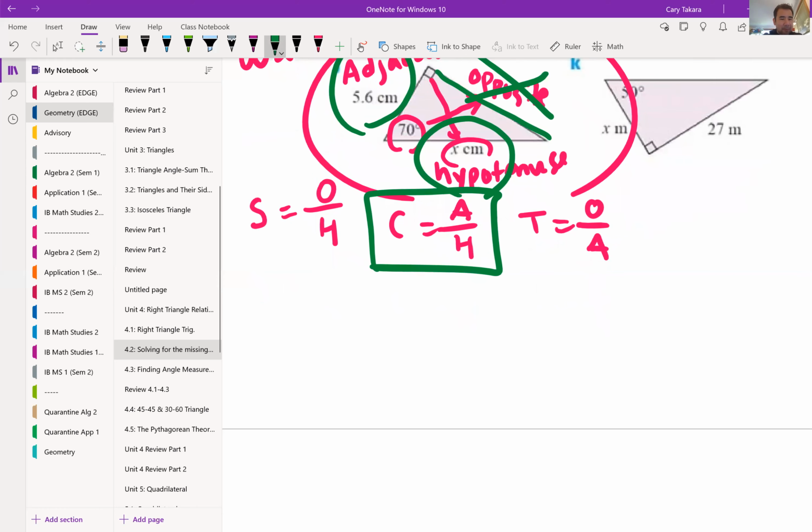So let's set it up. Cosine of angle 70 equals A over H. So that would be 5.6 over x. Okay, and then we cross multiply.